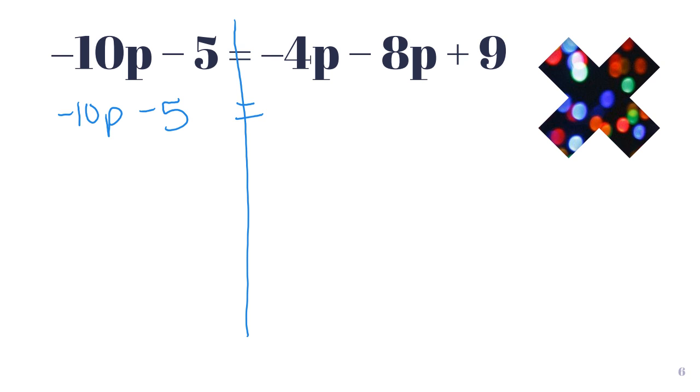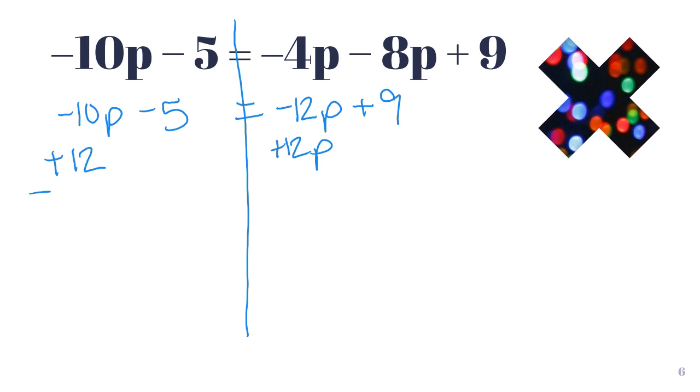Now, I have negative 4p minus 8p. I can combine those. What is negative 4 minus 8? Negative 12. So I have negative 12p plus 9. Now I can do just like what I said. So again, I like keeping my variables positive. So I'm going to add 12p on both sides.